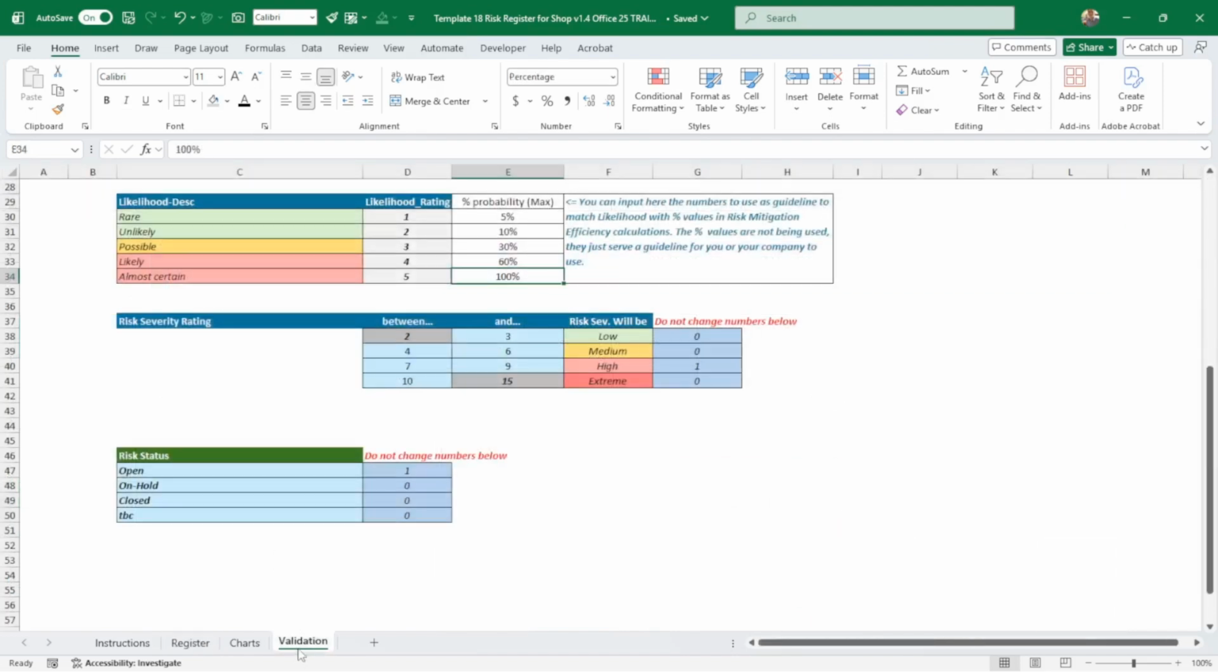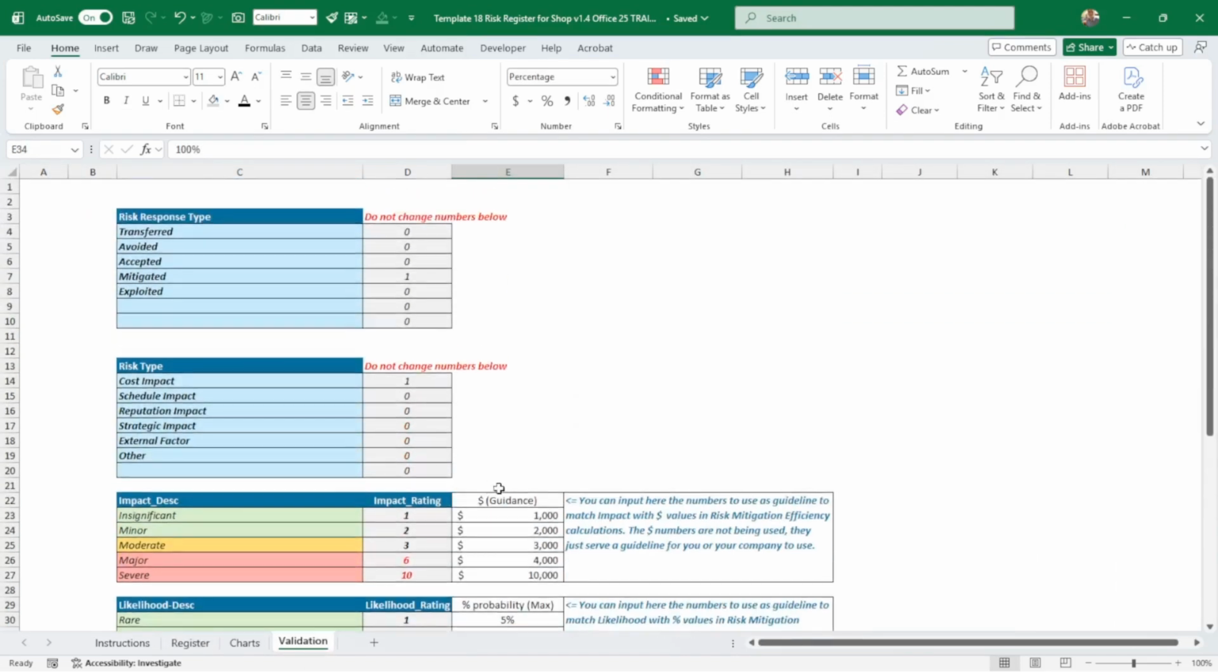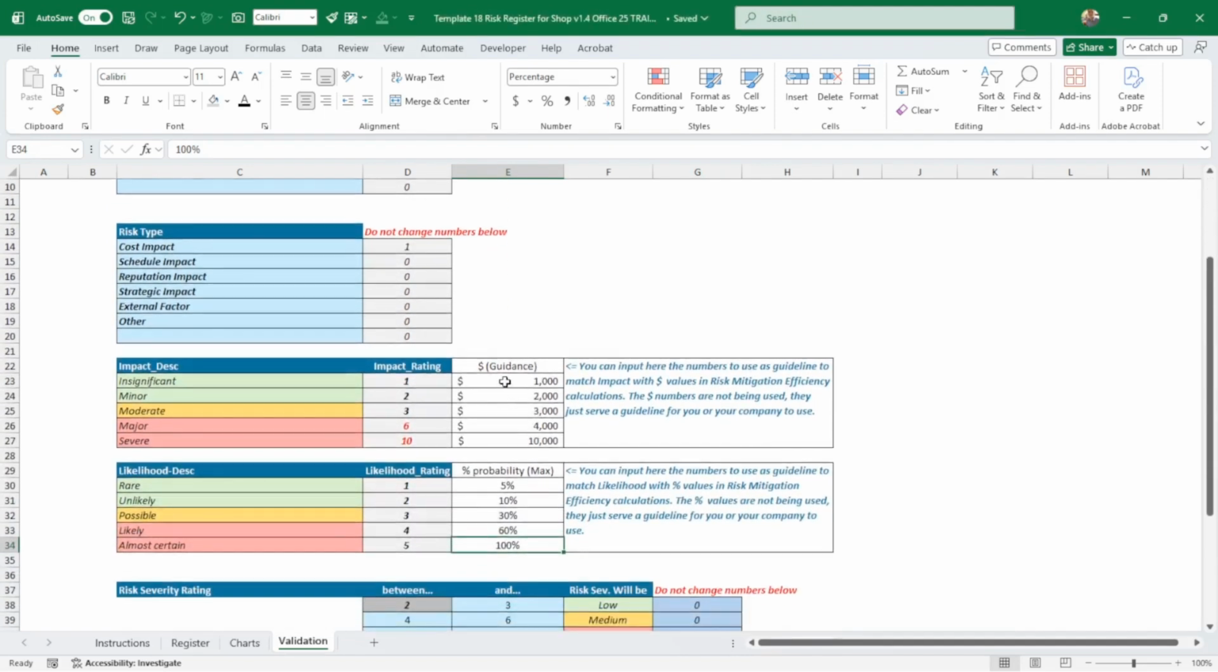Okay, so I just want to have a look at this validation tab here. So if you already have the template, or if you just build it, bear in mind that here I've added some numbers. It's just for guidelines, because impact description, impact rating 1, 2, 3, 6, 10, as mentioned before, major, depending on the business or the project, $1,000 might be insignificant. If you have a multi-million-dollar project, insignificant might be 20,000, for instance. Major would have to go to 20 million. So here you put some guidelines. Those numbers are not being used. It's just so that the team is consistent when they put in a risk register.